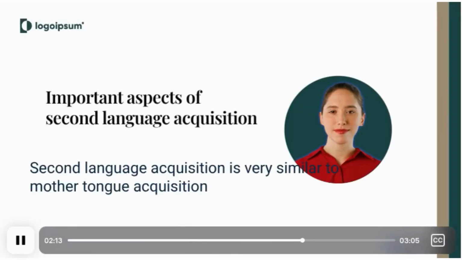Important aspects of L2 acquisition on children and suggestions for teachers. There is a hypothesis that suggests that second language acquisition is very similar to mother tongue acquisition. So it's important for teachers to recognize that a student's first language significantly influences their second language.